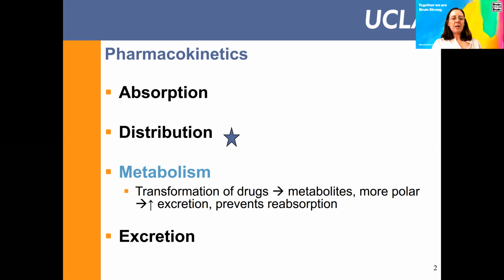So today we are going to talk about the third step of pharmacokinetics, which is metabolism. We already covered absorption and distribution, and so now let's move on to metabolism, which is the transformation of drug into metabolites that are more polar and therefore more likely to be excreted by the kidney, and that also is going to prevent their reabsorption.